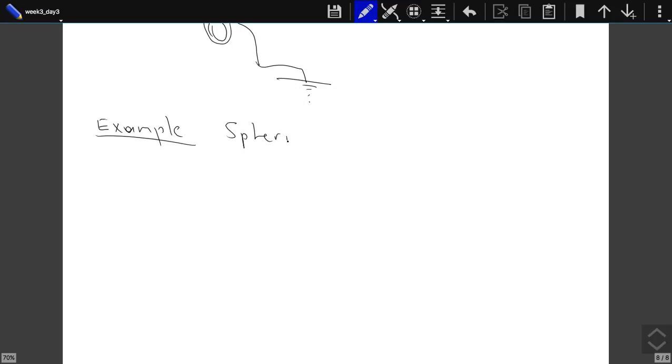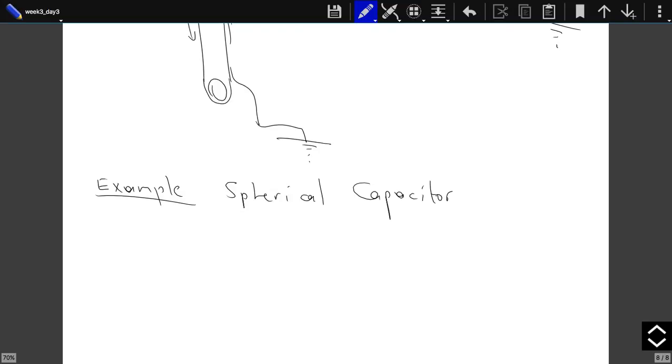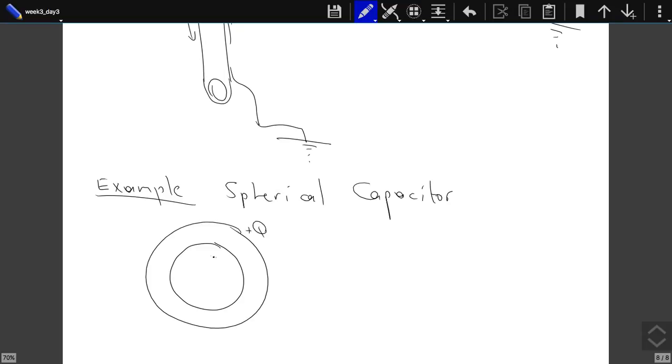The easier one, spherical capacitor. So basically, what we mean by a spherical capacitor is we get a spherical conductor. Inside, we put another spherical conductor, and put some charge plus Q on the outside, put a charge minus Q on the inside, or let's say the other way around.